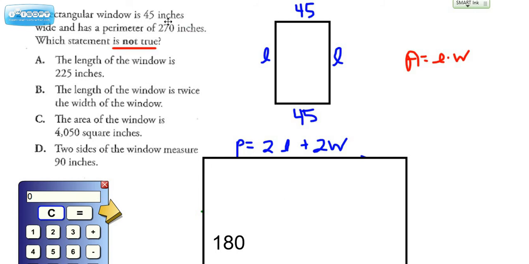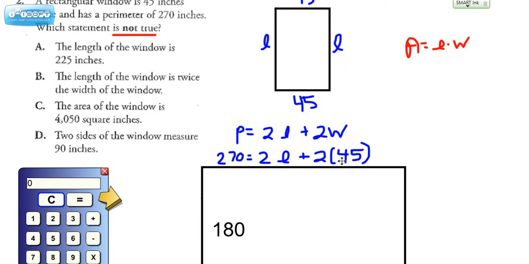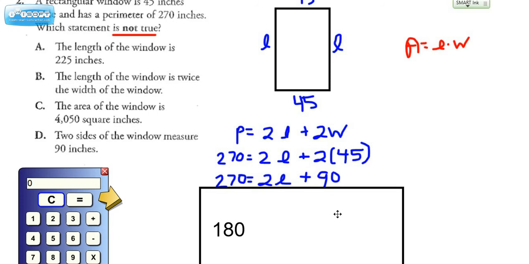Now let's substitute in what we know. We know the perimeter is 270, so we're going to plug that underneath the P. We don't know the length, but we do know the width. We'll substitute in 45 for the width. Next, we'll simplify this. 2 times 45 gives us 90, and we'll copy everything else that's left. So we essentially just did this and got this.